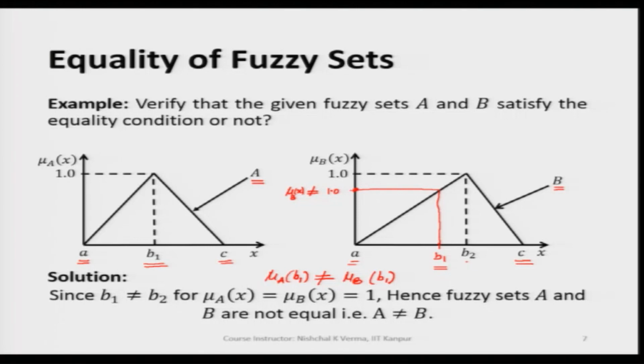And if we take a point B2 in fuzzy set B, and the same point B2 in the fuzzy set A in between A and C, we see that in fuzzy set A the corresponding membership value is less than 1, or we can say it is not equal to 1. This is mu A of x. This way we see that for the same generic variable values in both the sets their corresponding membership values are not equal. So, we can say fuzzy sets A and B are not equal.